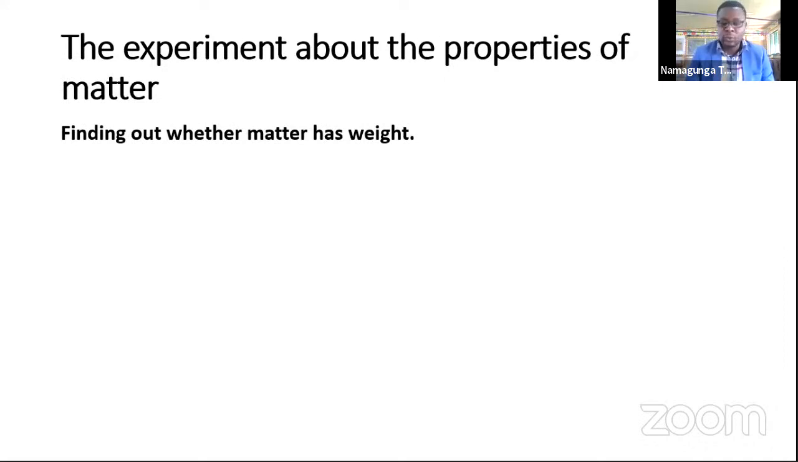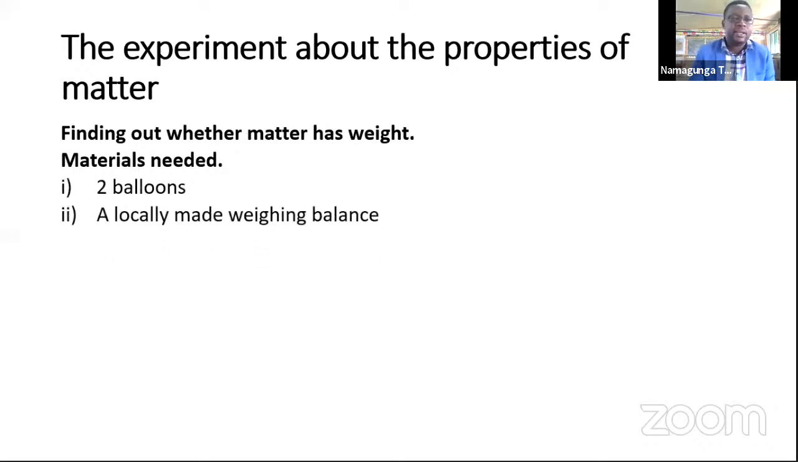One, you need two balloons, preferably of two colors, red and maybe yellow, any other color, but have two colors. And then you can also have a locally made weighing balance. When I say a locally made weighing balance, you can get a pole and then you tie there something, or you put a nail so that the two sides are balancing, as you're going to see.